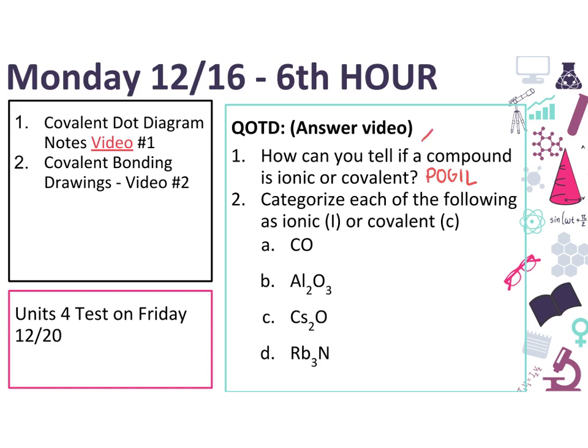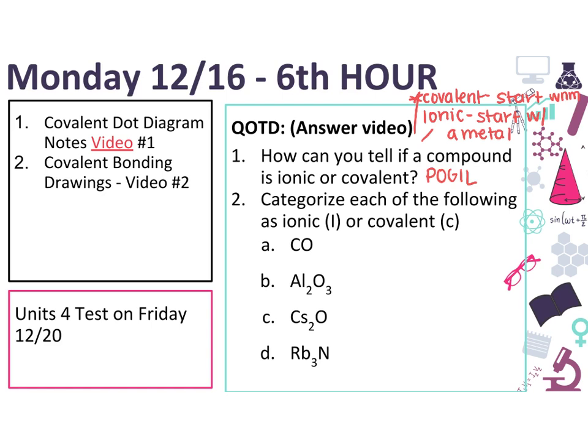So if it is ionic, it's going to start with a metal. And remember, metals are on the left side of the periodic table. If it's covalent, it's going to start with a nonmetal, and nonmetals are on the right side of the table. We are going to focus on this covalent piece today in our notes and in our practice.